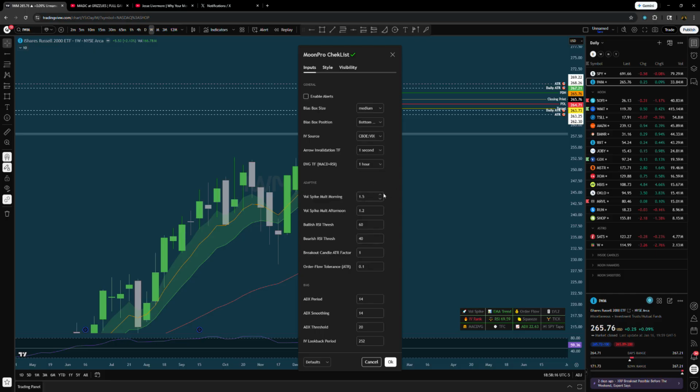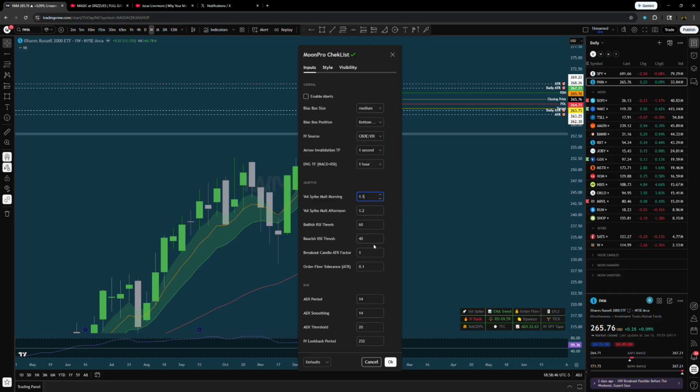The volume spike you can change. I keep it at 1.5 in the morning, and then I kind of dumbed it down in the afternoon because after 12, volume kind of disappears in the market. So if the volume is above double the average, then that is the trigger. You really don't want to trade in the afternoon unless there's volume there.